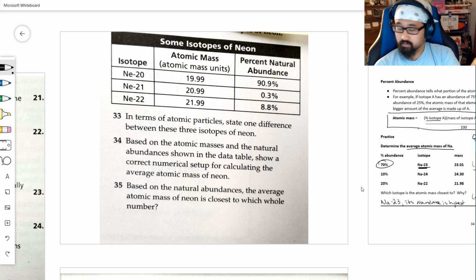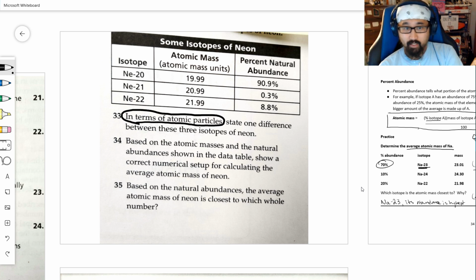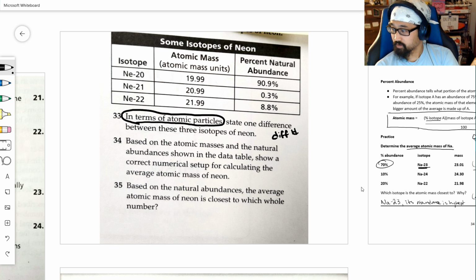Alright. Number 33 says, in terms of atomic particles. So you have to mention atomic particles. You could say different number of neutrons, and that's the only option. 34. Look at this. Show a correct numerical setup. They don't even need you to solve. They just need you to set it up.